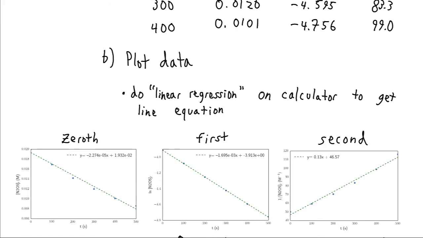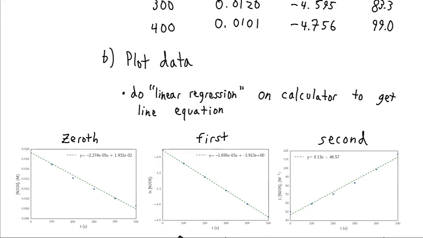Here, I've done the linear regression for all of those, so the computer has tried to figure out the best straight line fit for these. You can see for the zeroth order, it curves away from the line a little bit. For the second order, it also curves away from the line a little bit. But for the first order, all of these points land directly on the line.